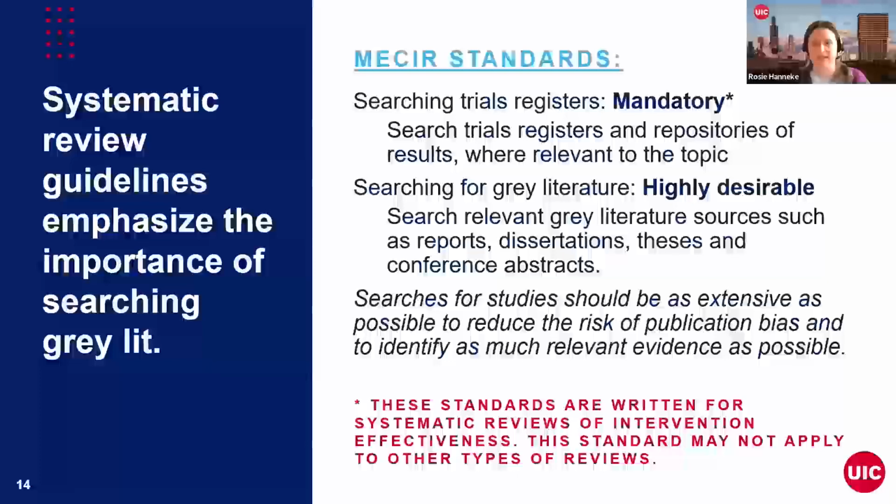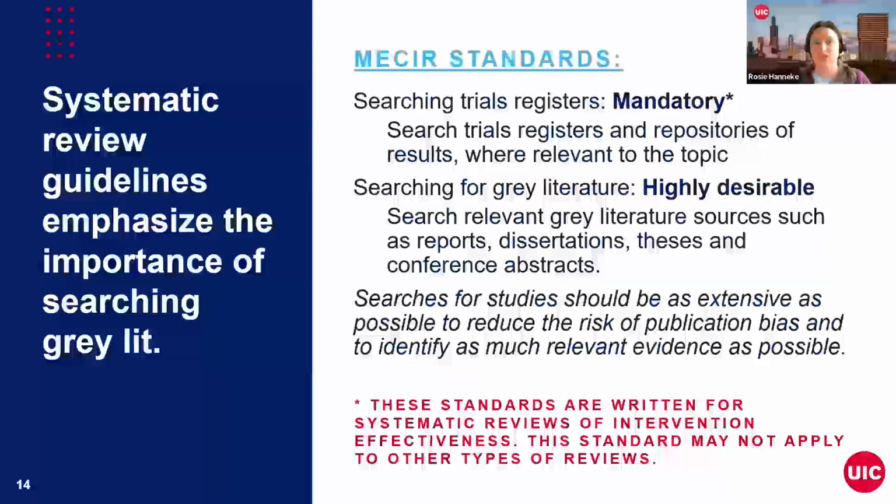So this here is an excerpt from the MECIR standards, which are the established standards for Cochrane reviews of intervention effectiveness. And for these reviews, which are traditional clinical effectiveness reviews, it is mandatory to search clinical trial registers and repositories of trial results where it's relevant, and it's highly desirable to search for other relevant gray literature sources for Cochrane reviews. We want to make our search as extensive as possible. And there is an asterisk there just to emphasize that this obviously won't apply to all reviews and all disciplines.